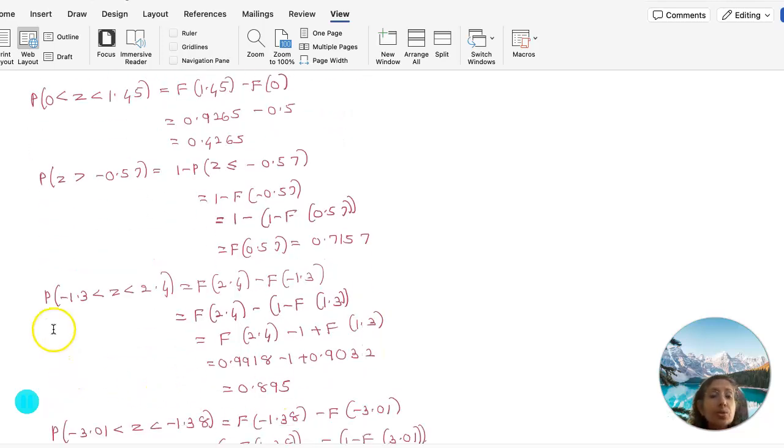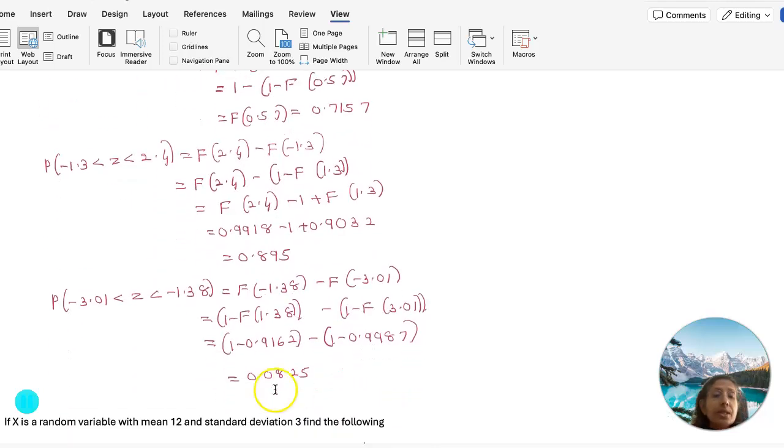Coming to the next question, the probability that Z lies between minus 1.3 and 2.4. So this will be F(2.4) minus F(-1.3). That is F(2.4), and F(-1.3) is 1 minus F(1.3). So when you open the bracket, you get F(2.4) minus 1 plus F(1.3). Again, using the normal distribution table, F(2.4) is 0.9918 minus 1 plus F(1.3) is 0.9032. So you get the answer as 0.895.